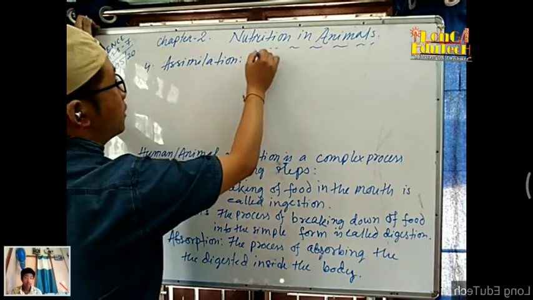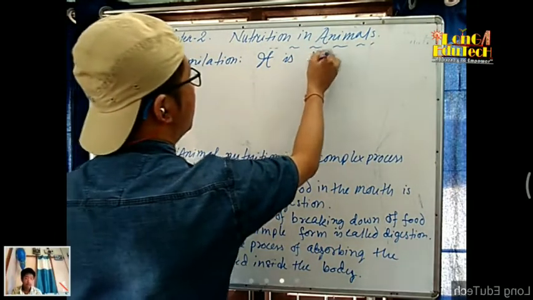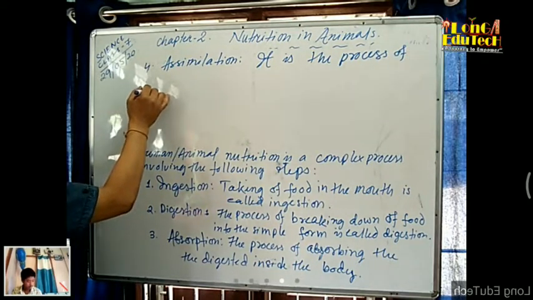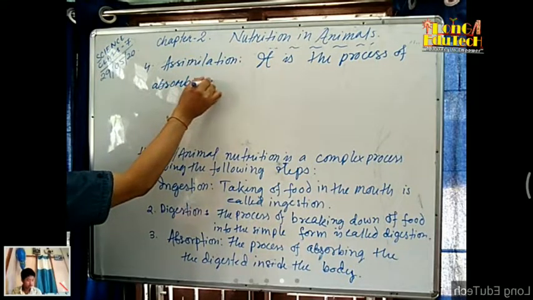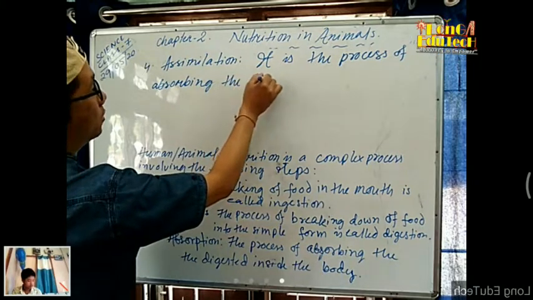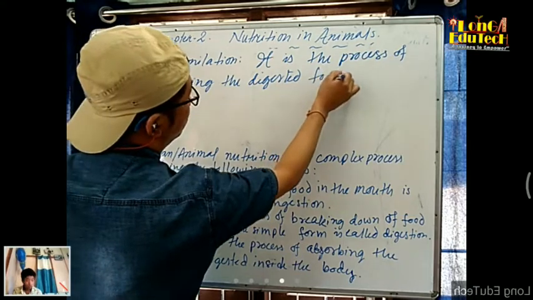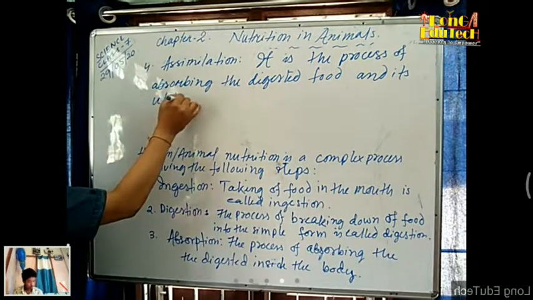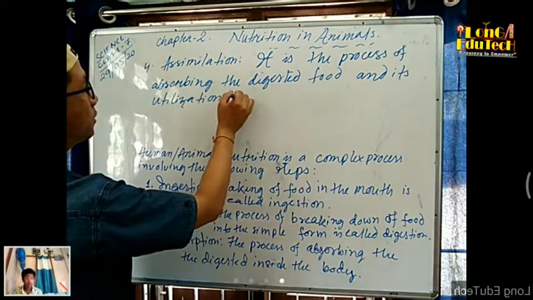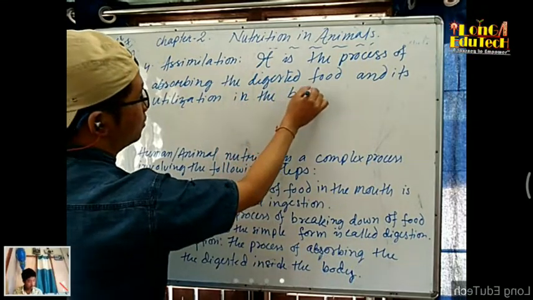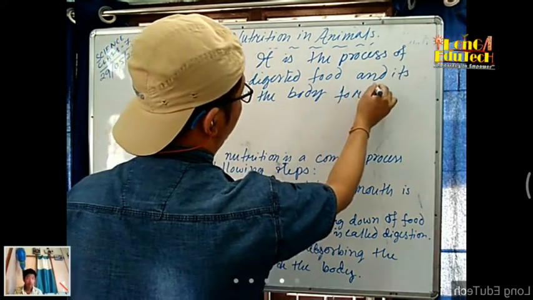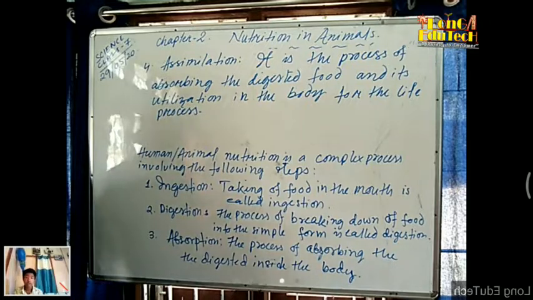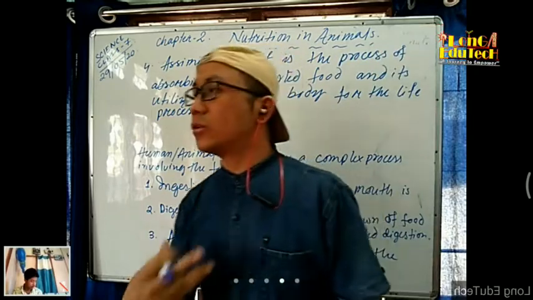Assimilation is the process of absorbing the digested food and its utilization in the body for the life process. That means that digested food, we have to consume in our body and we use it for the different processes.